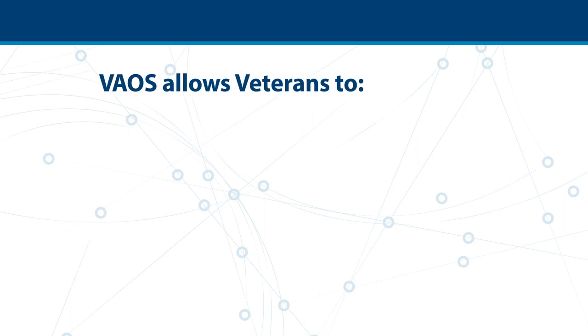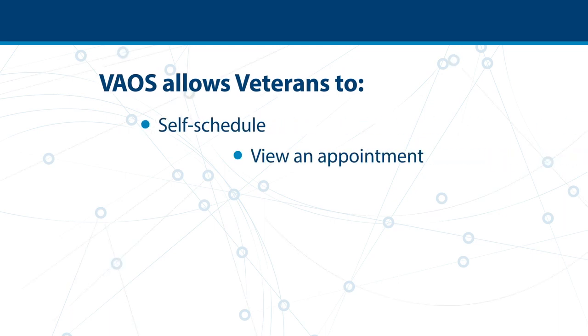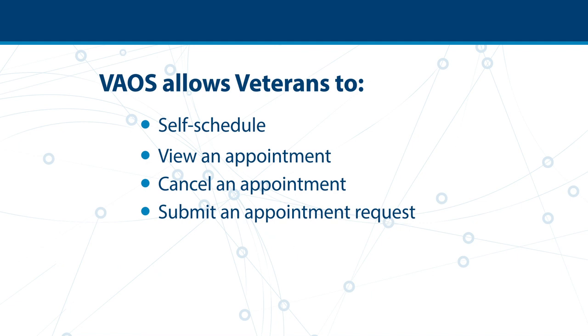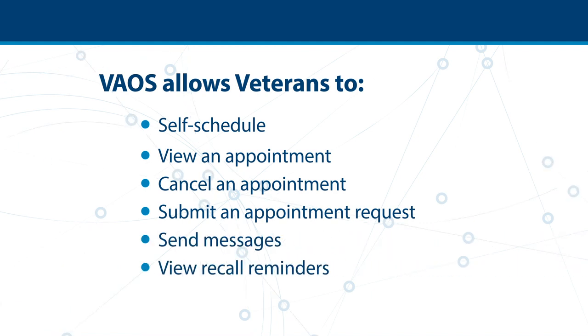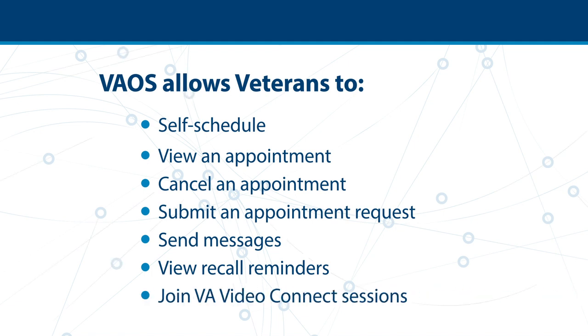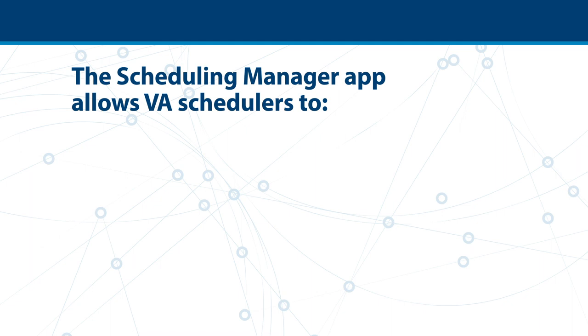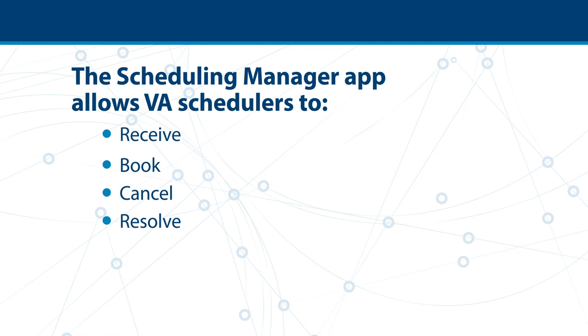VA Online Scheduling is a web application that allows veterans to self-schedule, view an appointment, cancel an appointment, and submit an appointment request. Through VA OS, veterans can also send messages about their appointment request, view recall reminders, and join VA Video Connect sessions. The Scheduling Manager app allows VA schedulers to receive, book, cancel, or resolve appointment requests submitted by patients through the VA OS app.